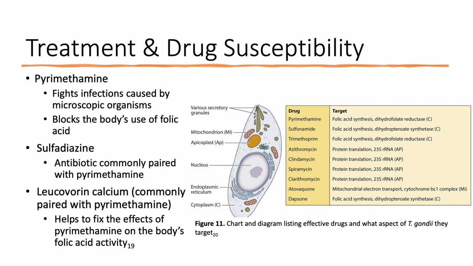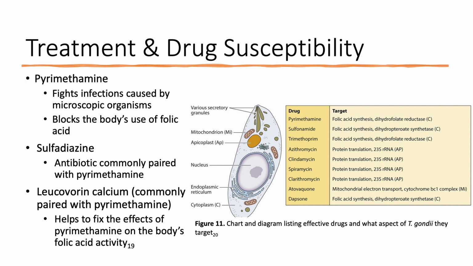The first one would be pyrimethamine. This is the most common drug that is prescribed to toxoplasmosis patients. What this does is that it fights infections caused by microscopic organisms in general by blocking the body's use of folic acid. Sulfadiazine is another drug that is prescribed as well. It is very commonly prescribed with pyrimethamine, and this antibiotic just works very well for that.